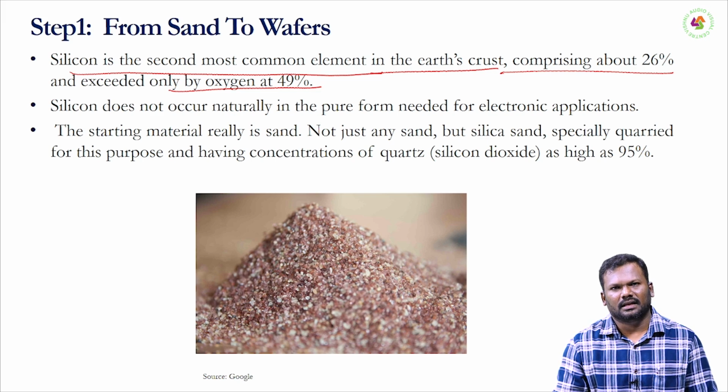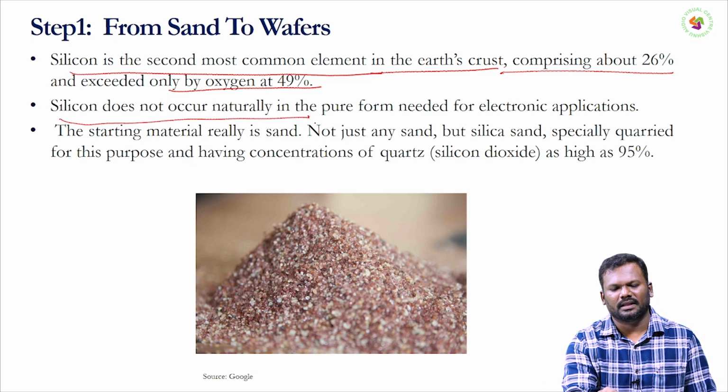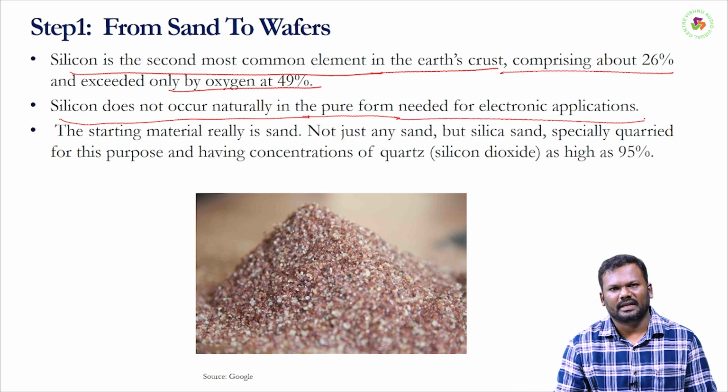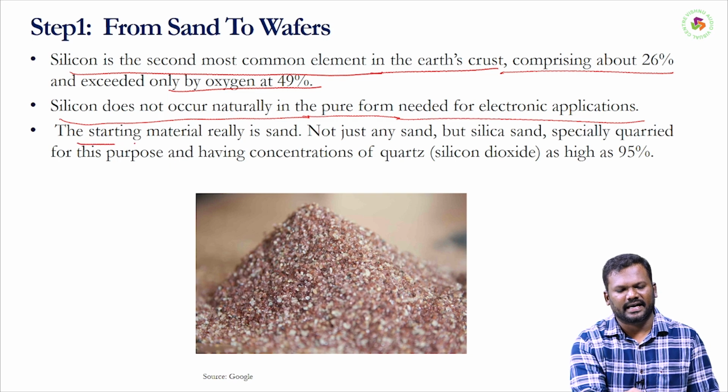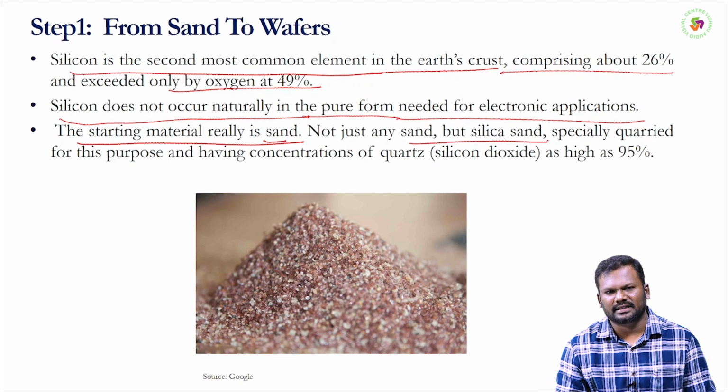But silicon does not occur naturally in the pure form needed for electronic applications. The starting material for manufacturing the wafer is sand, which we call silica sand. From the silica sand, we will extract the silicon.